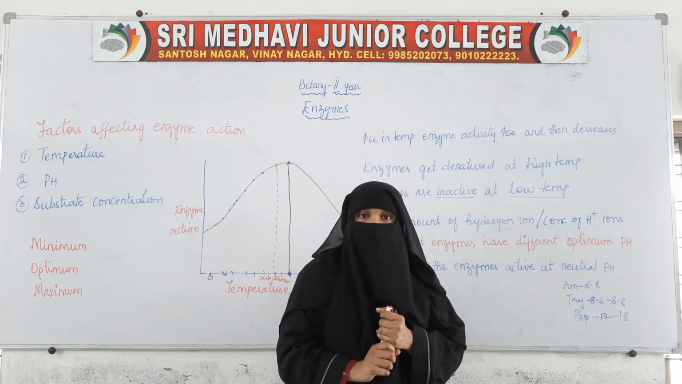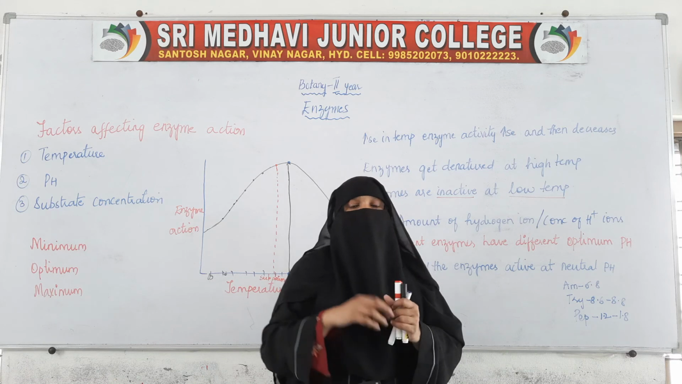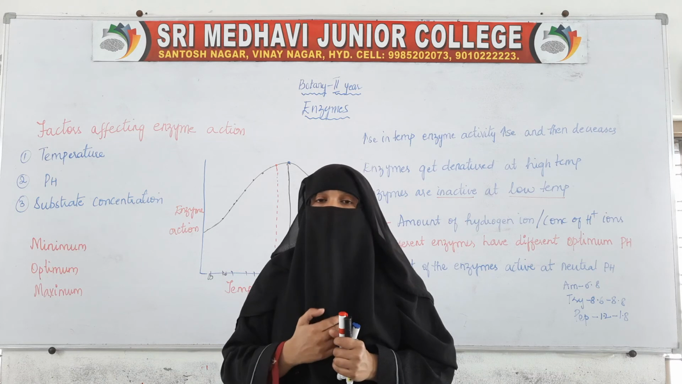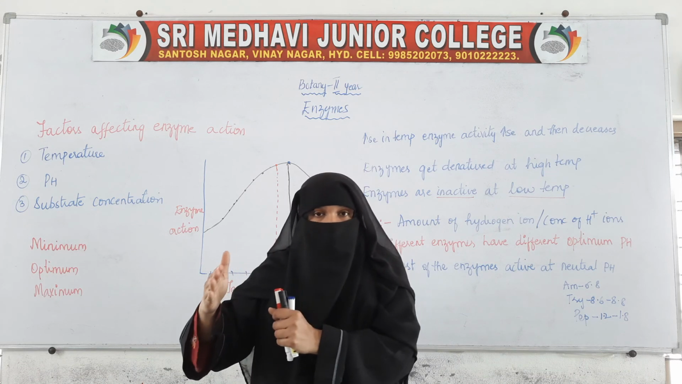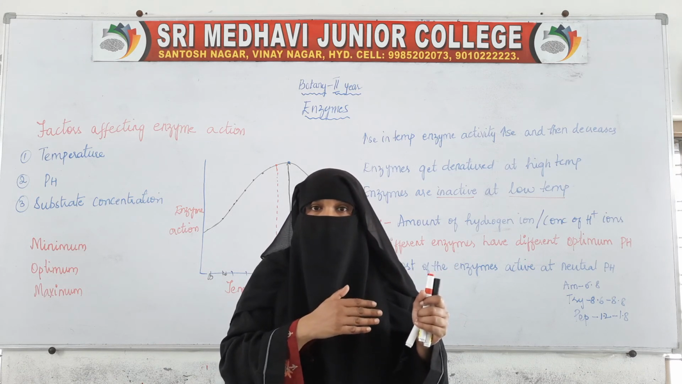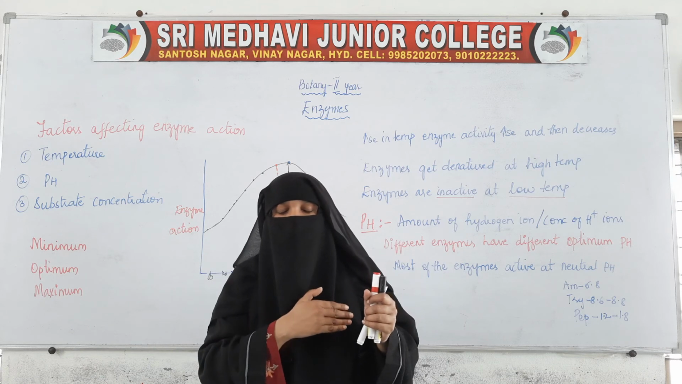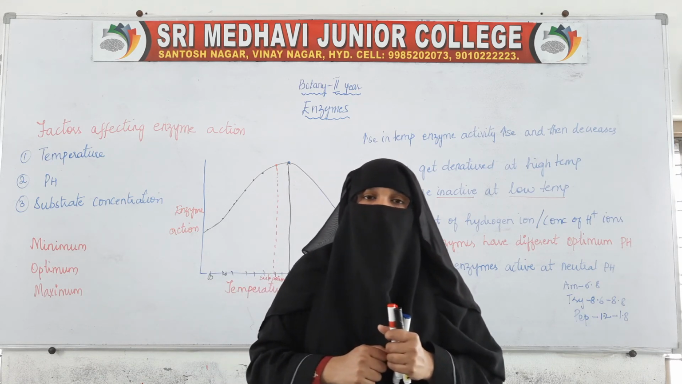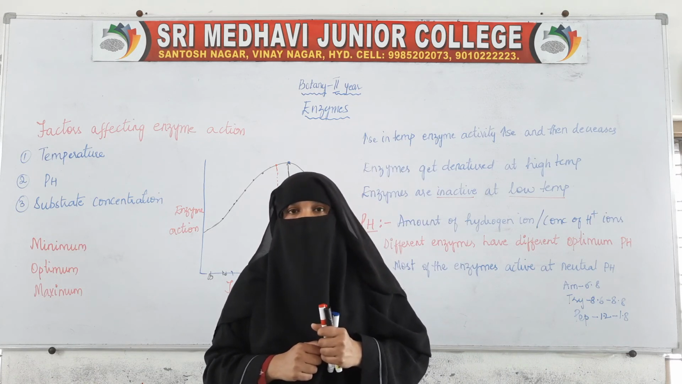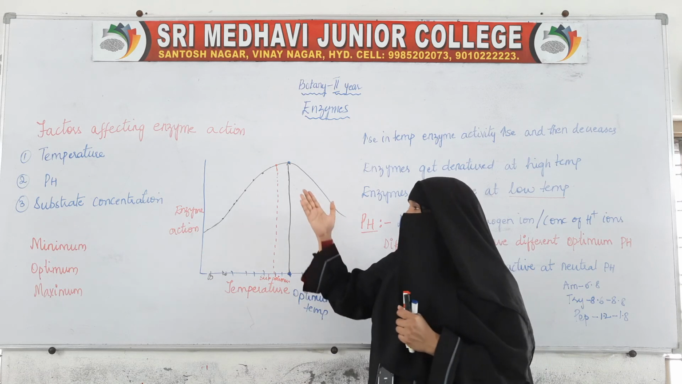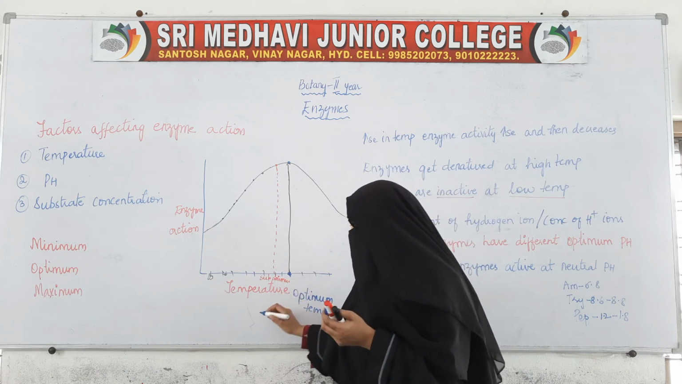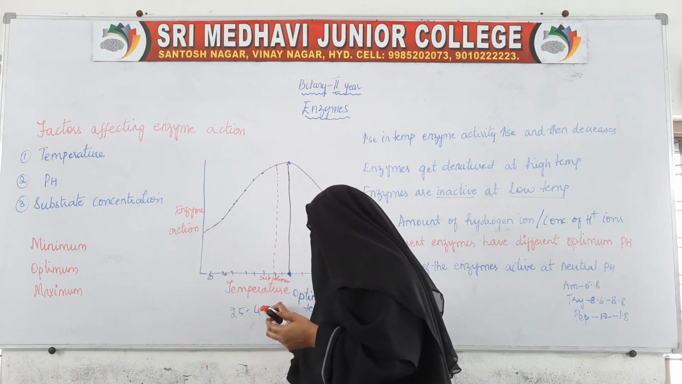Optimum pH will be different for different enzymes, but the optimum temperature is the same for all the enzymes. Above the optimum temperature, the enzymes will get denatured. Below the optimum temperature, the enzymatic activity decreases, but the pH is different for all. The range of optimum temperature is 25 to 40 degrees.